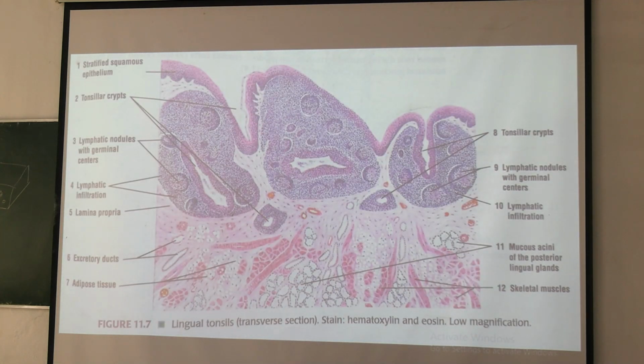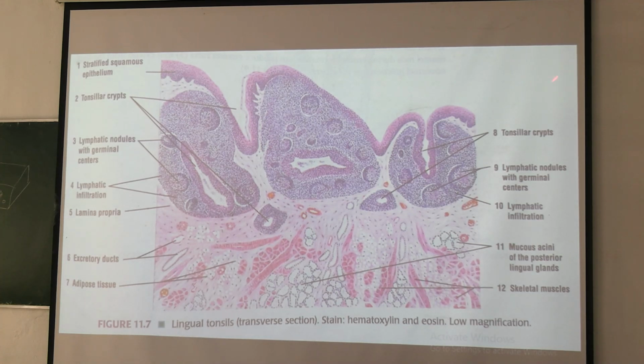And this is posterior 1/3 of the tongue where the lingual tonsils are there. See, this is the epithelium. Here no papilla is present. Okay, no papilla is present. Just beneath the epithelium, these are the lymphoid follicles. Okay, you can see lymphoid follicles with germinal centers. Okay, and these are tonsillar crypts. Tonsillar crypts are embedding within the lymphatic follicles.